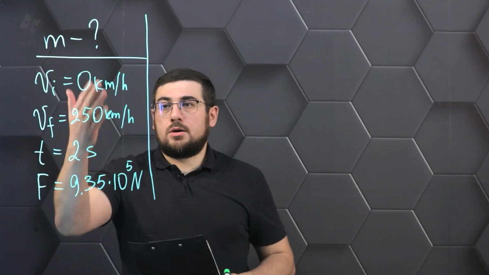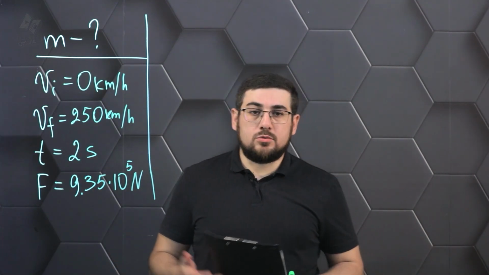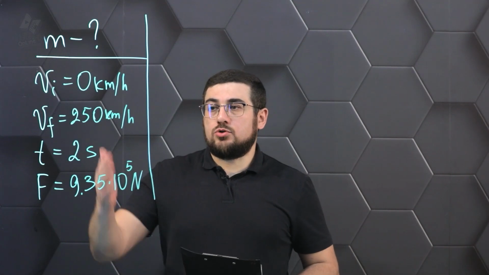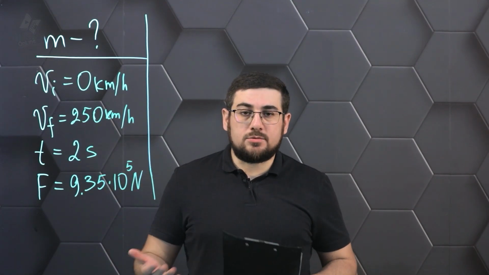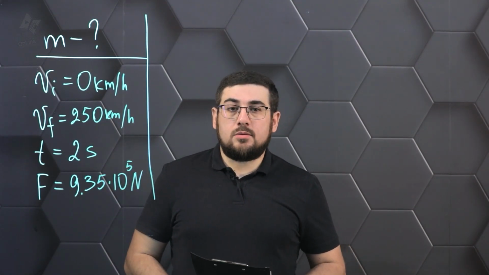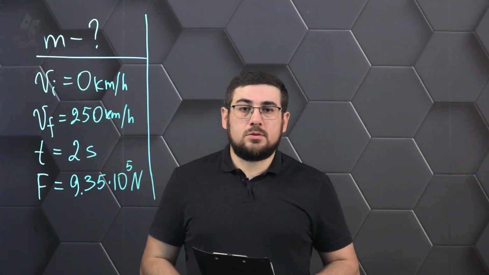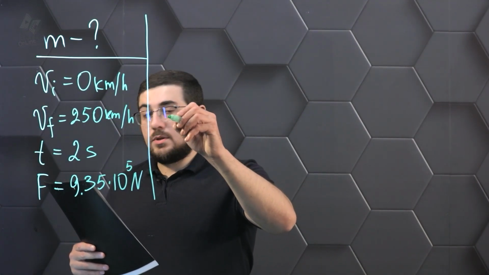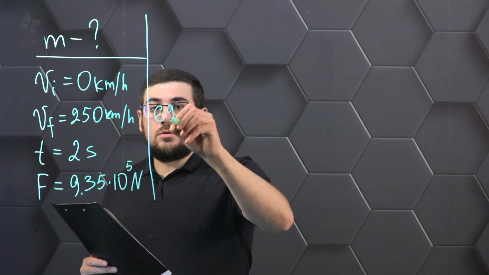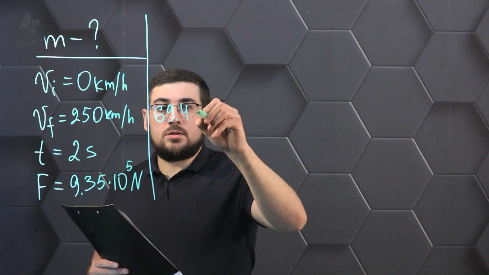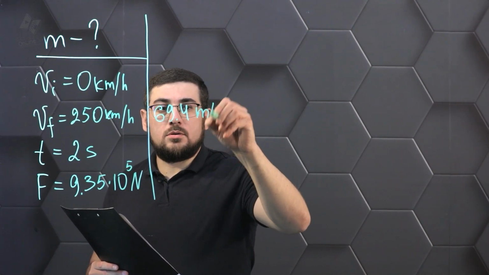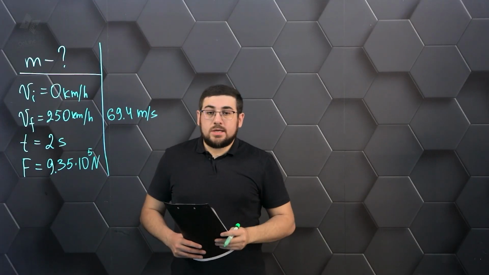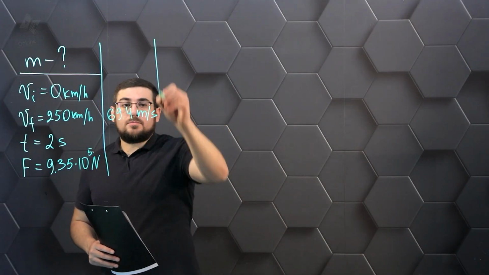If we look at this problem, we see that the velocity has been given to us outside the system unit, so we'd better convert the velocity to meters per second. To do that, I remind you, we have to divide the velocity value by 3.6, and then we get a value of 69.4 meters per second. And now our task is to chart the motion of this airplane.